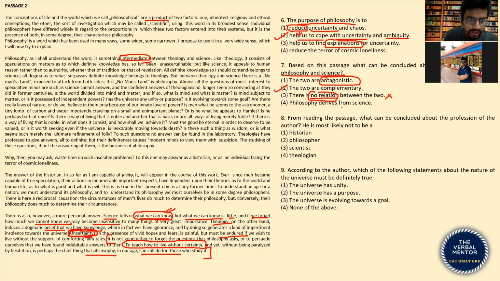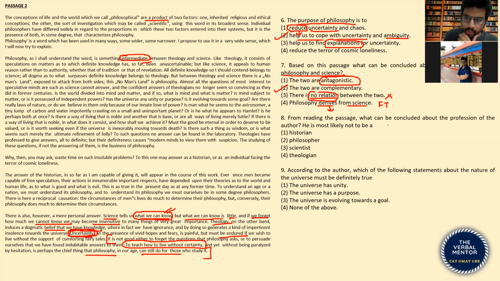Okay, philosophy derives from science. Actually, philosophy does not derive from science. It's a product of two factors. It's a fact. So it does not derive from science. Derive would mean it's a derivative, a subset of science, or one form of science. It's not a form. It's a combination. It lies midway between science and theology. So it does not really derive from it, right? It's a product of two factors. So a slight factual twist is involved here. Okay.